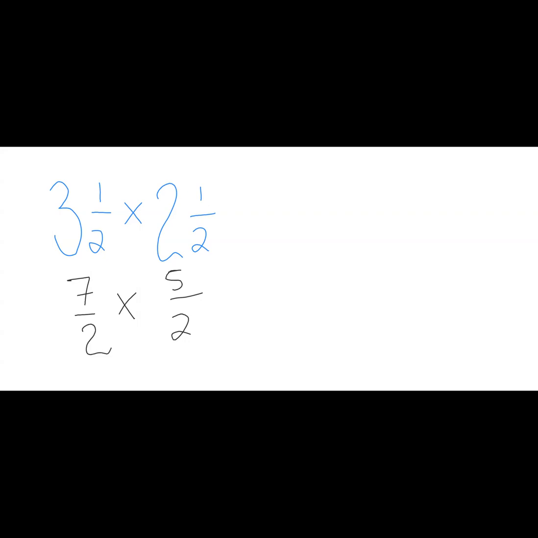Yes, sir. Good. 7 times 5 is 35, and 2 times 2 is 4. Now, how many whole groups of 4 can I get from 35? Sir, 8, but remainder 3. 8, remainder 3 over 4. So Shani was the only one I saw who sent me 8 and 3 over 4.